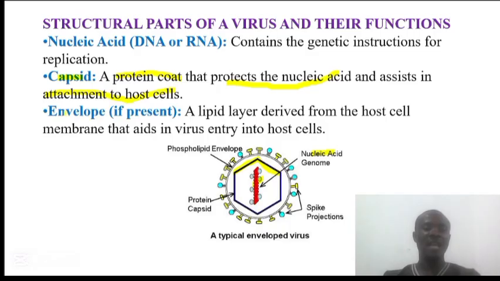And we have the envelope. The envelope is not found in all viruses. That's why we have on the slide "if present". This envelope is a lipid layer. And this envelope is derived from the host cell. It is not the virus that has to create this lipid layer that it is surrounded with. It is from the host cell that the virus derives this lipid layer, and it aids entry into the host cell.